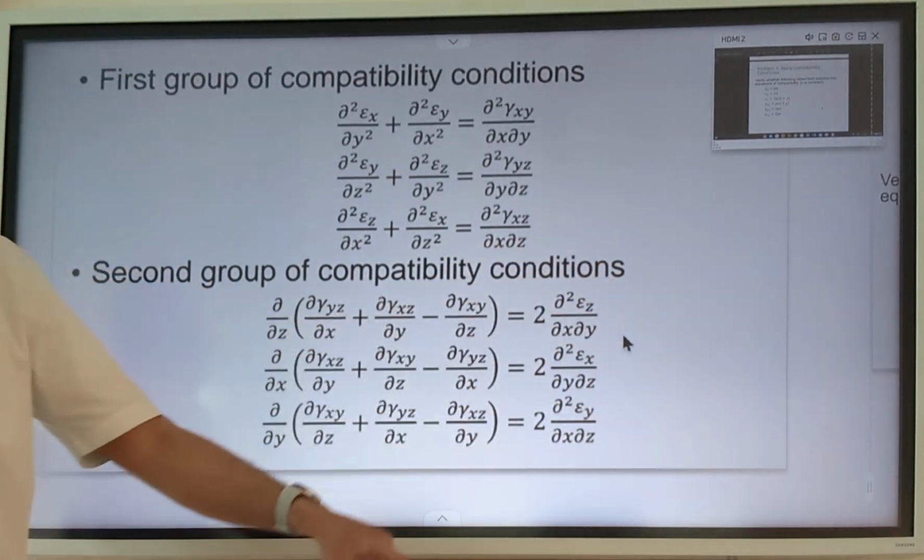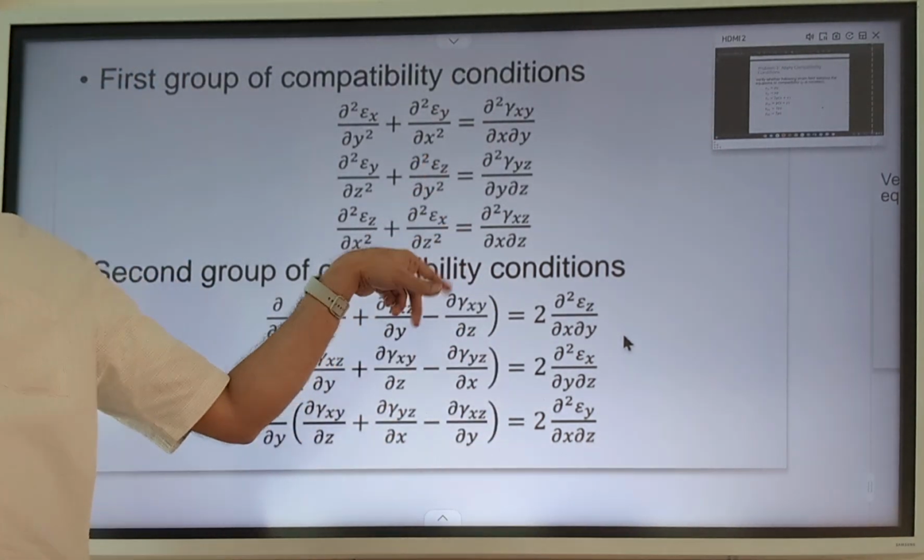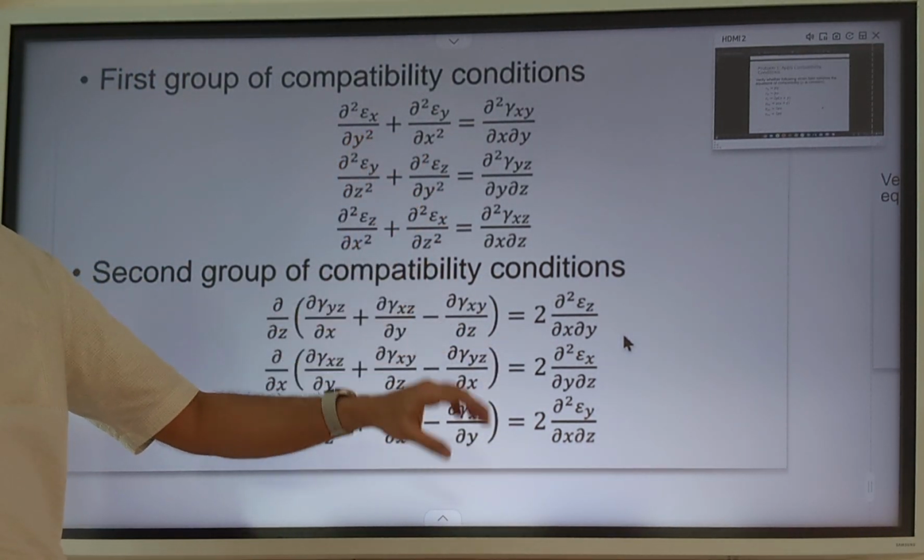We'll take one very simple problem based on these equations. Again I repeat, you don't have to memorize these equations, so don't worry about that.